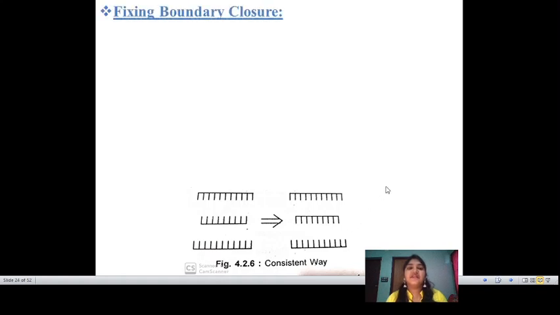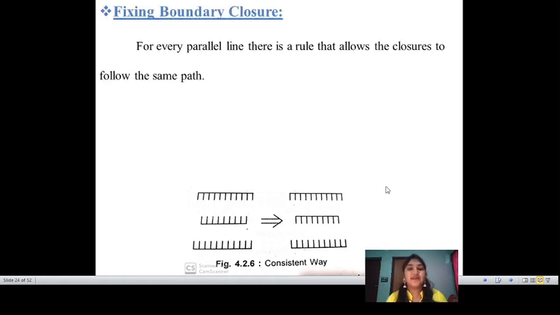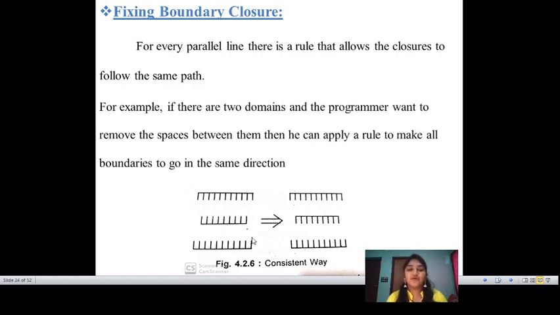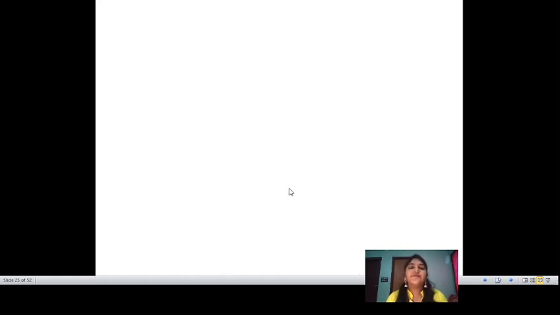Next, another way is fixing boundary closure. For every parallel line, there is a rule that allows the closures to follow the same path. For example, if there are two domains and the programmer wants to remove the spaces between them, he can apply a rule to make all the boundaries go in the same direction. This is the same direction, this is the same direction, and this is the end point. It is a different direction, with all the boundary points within the limit range. This is the consistent way that performs fixing boundary closure as one of the simplifications in an ugly domain.